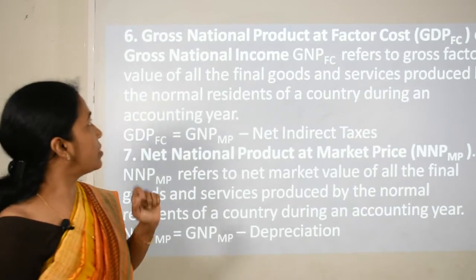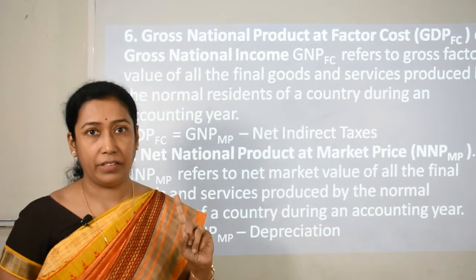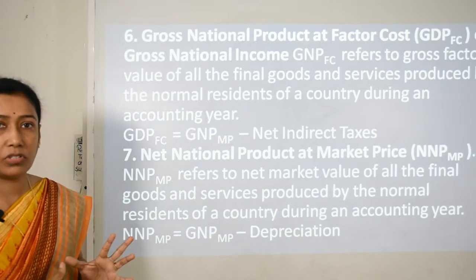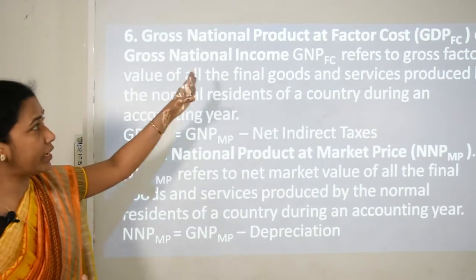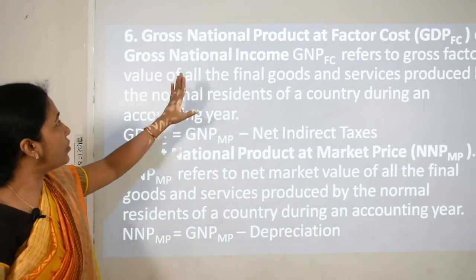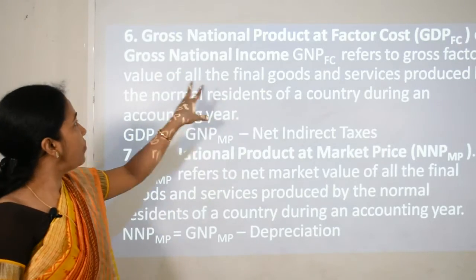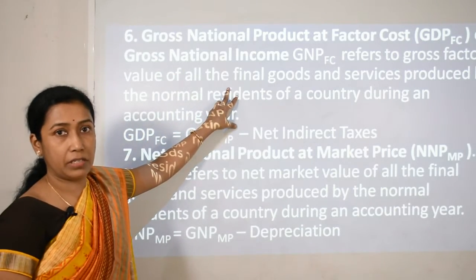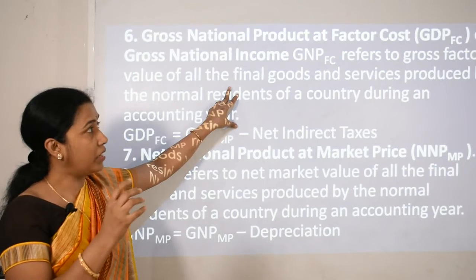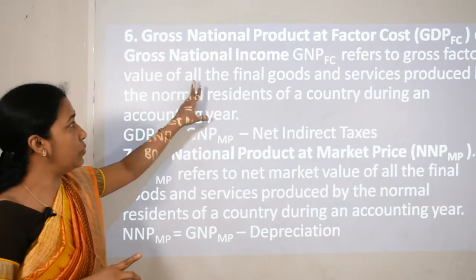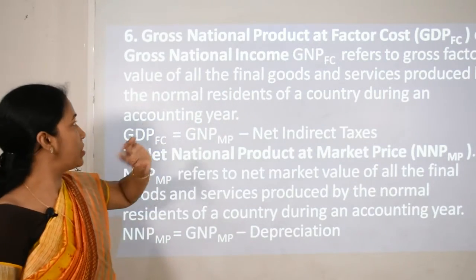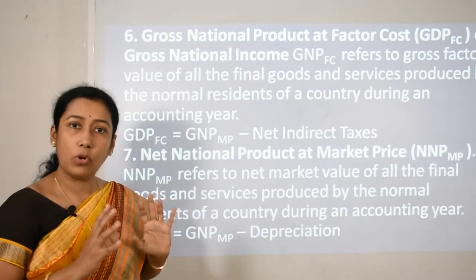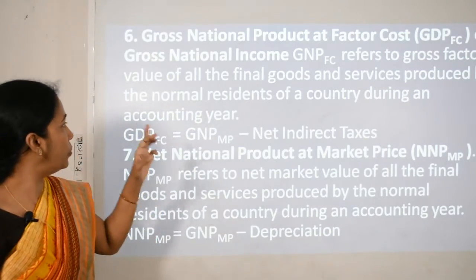Sixth topic is gross national product at factor cost. After finishing gross domestic product at factor cost, this is gross national product at factor cost, which refers to the gross factor value of all final goods and services. That is, it is not market value, it is gross factor value of all final goods and services which are produced by, again, the normal residents of the country during an accounting year.